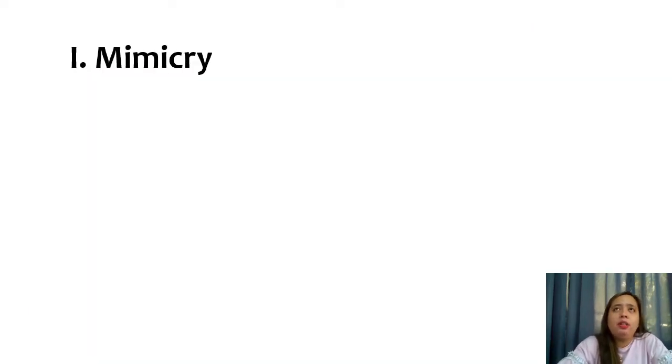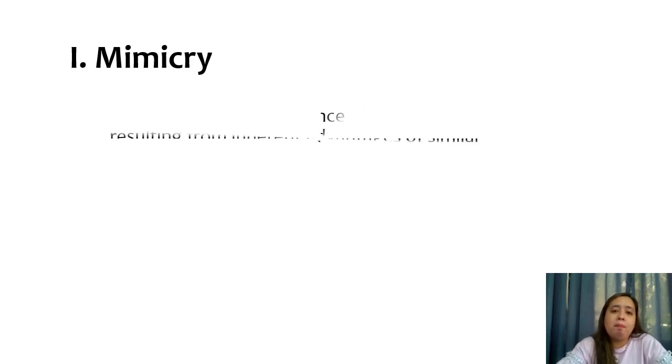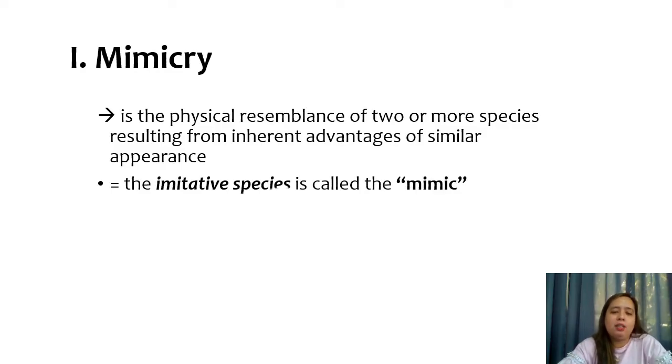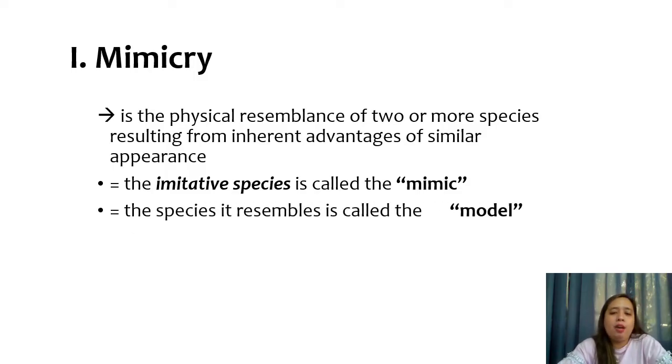Another adaptation of organisms is mimicry. Mimicry is the physical resemblance of two or more species, resulting in inherent advantages from similar appearance. So you have the imitative species, which you call the mimic, and then you have your model. I think you have been talking about this in your ecology class.